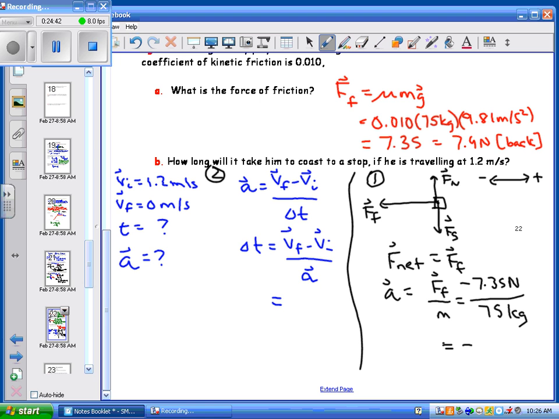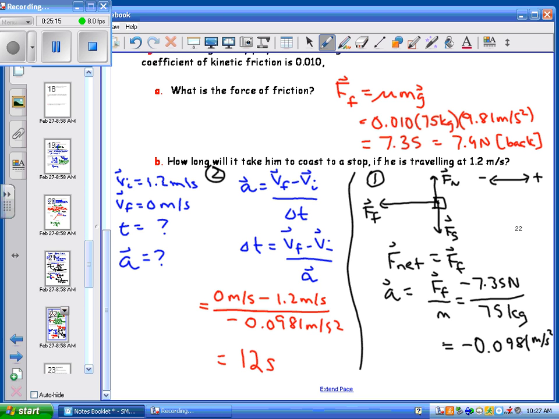Okay, so that will give us a negative acceleration, negative 0.0981 meters per second squared. So we can take that number and plug it into our formula over here. So we have 0 meters per second minus 1.2 meters per second divided by negative 0.0981 meters per second squared, which gives us a time to stop of 12 seconds. And that answers that question.